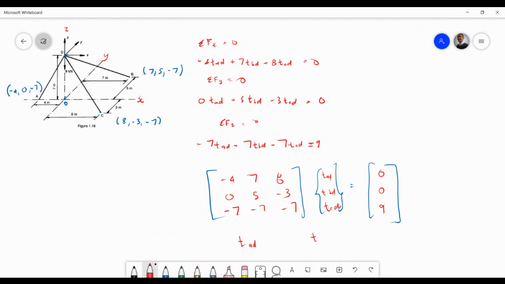Tension in AD is minus 183 over 217, which is basically minus 0.84. Okay, great. TBD is minus 0.166. Great. And CD? Minus 0.276. Fantastic. Yeah, 0.266 or 0.267.